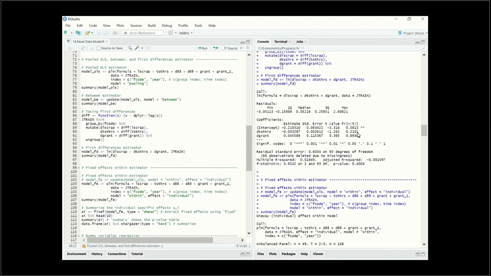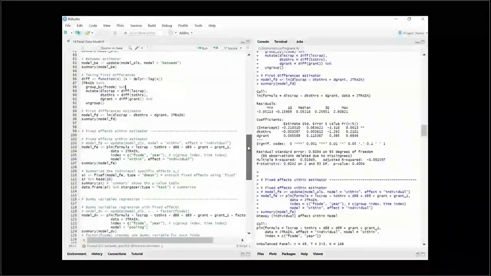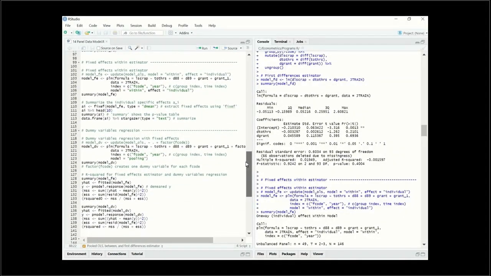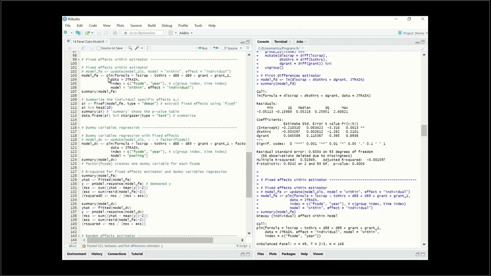Okay, so now let's move on to the fixed effects within estimator. How we do this is we're going to update the previous model that we have for OLS. We are going to put model equals within. Before, we had either pooling or between for the model. Now we're going to put within, and effect equals individual. So we're actually going to have individual specific effects in this model, the individual specific effects that we talked about.